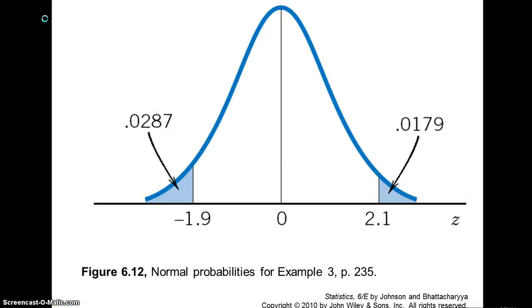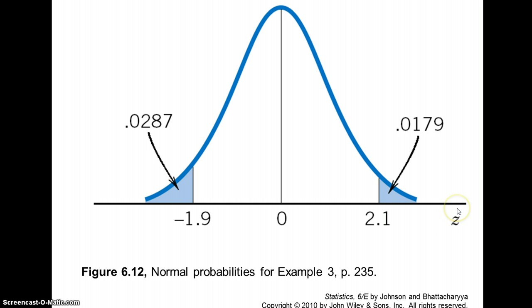Now we look at how to use the table to find the probability of the standard normal distribution. First, let's look at this picture here. This is a graph of a standard normal distribution. The mean is 0, and this number on the left side of 0 is negative 1.9 for the standardized variable, z.